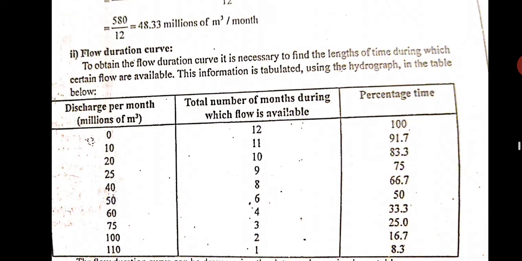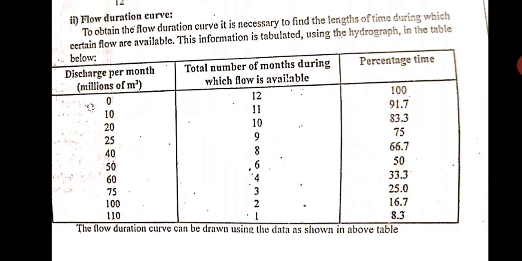Now to draw the flow duration curve. Again the flow duration curve is very simple. We will write the discharge in ascending order. So it starts from 0. In the earlier problem it was starting from 100, but here it is starting from 0 and the maximum is 110. So whatever the values for 12 months, 0, 10, 20, 25, 40, 50, 60, 75, 100, 110. These are the values for the different months written in ascending order.